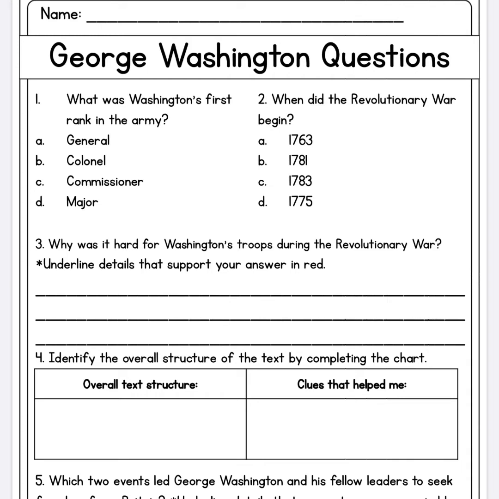And then it states, number 4, identify the overall structure of the text by completing the chart. I know that this was order and sequence, or chronological order. And then it states here, clues that helped me. They gave me dates. They gave me some information about his age. They told me about his brother dying. So that helped me know that this was chronological order.